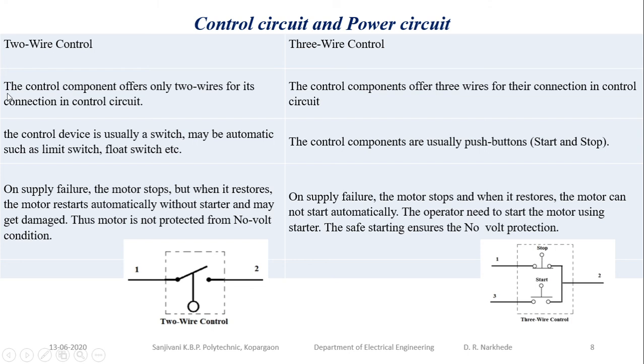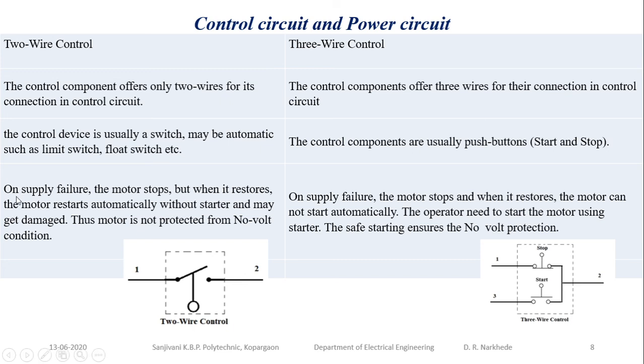So safety is the major concern, and for that purpose we recommend the three wire control. Now we are going to discuss this. In two-wire control, the control component offers only two wires for its connection in the control circuit. And in three-wire control, the control component offers three wires for its connection in the control circuit. In two-wire, the control device is usually a switch, maybe an automatic switch such as a limit switch, float switch, or anything. In three-wire, the control components are usually push buttons, and these push buttons are press and release type.